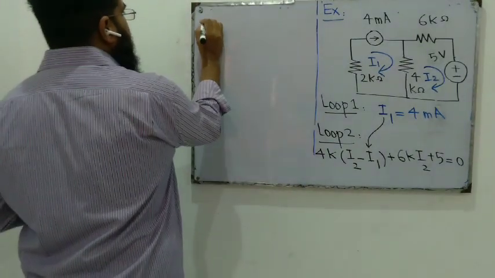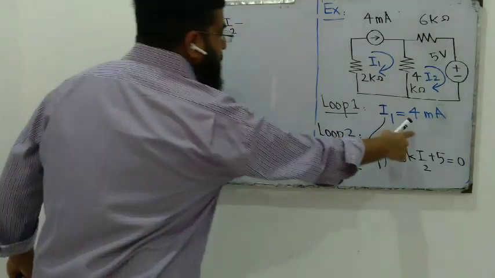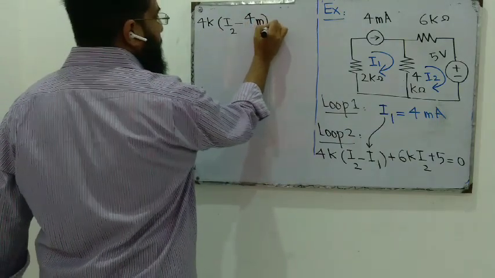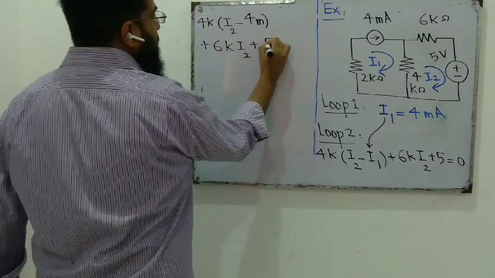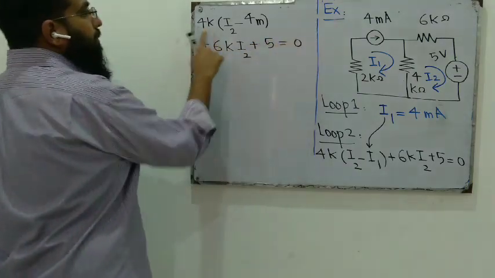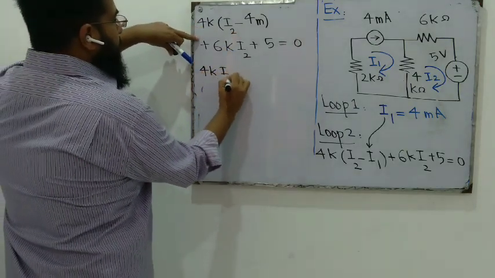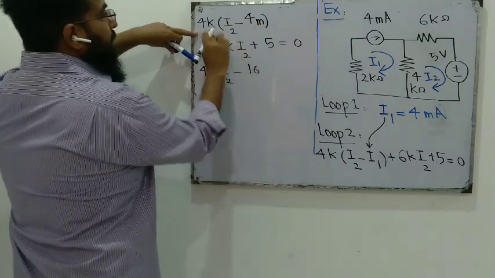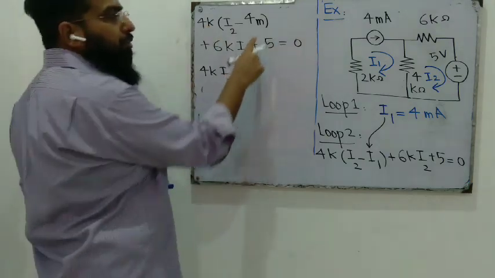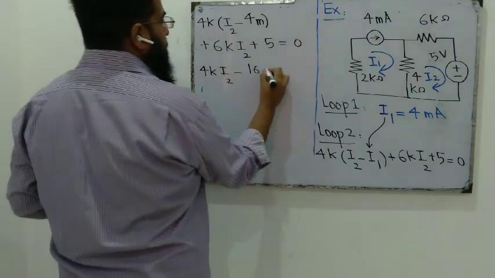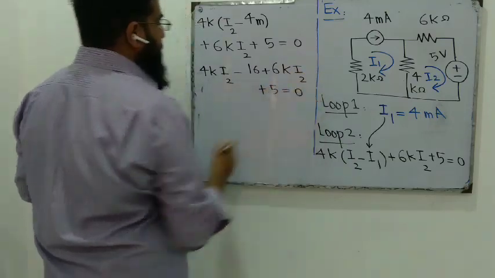This is 4K times (I2 minus 4 milli) plus 6K I2 plus 5 is equal to 0. Multiplying out, this becomes 4K I2 minus 4 fours are 16, and we know that kilo when multiplied with milli becomes a unit, because kilo is 10 to the 3 and milli is 10 to the minus 3, so the product is a unit. Plus 6K I2 plus 5 is equal to 0.